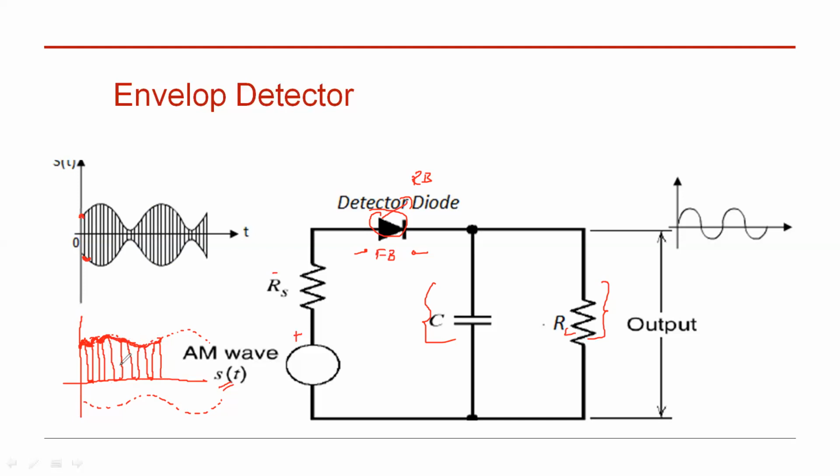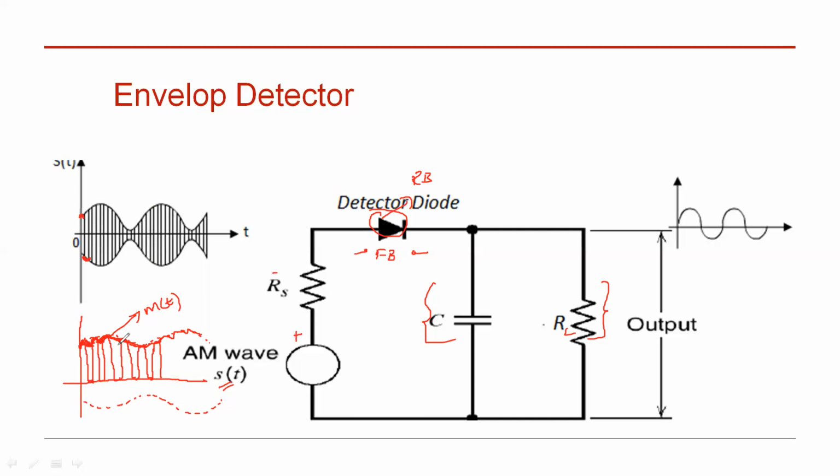As a result, the wave which we get from the charging and discharging action of the capacitor, the RC filter, is similar to our message. So when we take only this, it is similar to the message signal m(t).